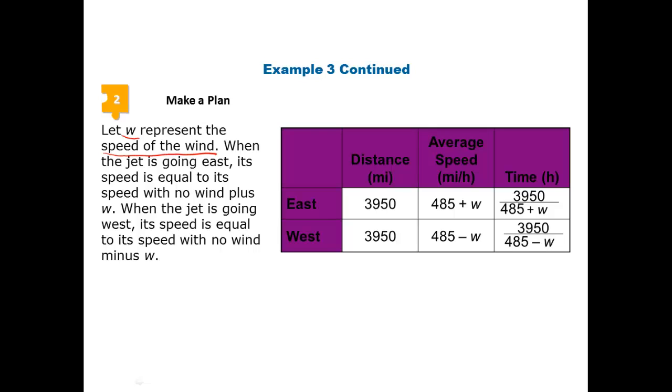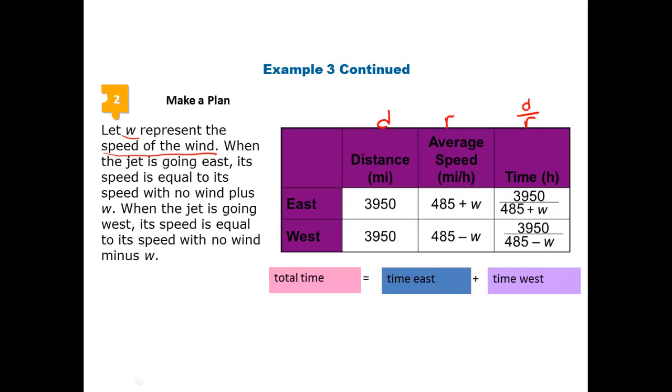Alright, so our table here. The distance column, 3,950. Same for both, went the same both ways. Alright, then we have the average speed. Goes 485 miles on its own. When it's going east, the speed of the wind is increasing our speed of the plane. When it's going west, it's decreasing the speed because it's flying into the wind, so we have to put minus. Now remember this is our d, r, and we said that time was equal to the distance over the rate, which is where we get our last column.